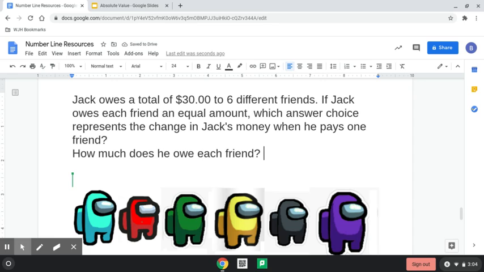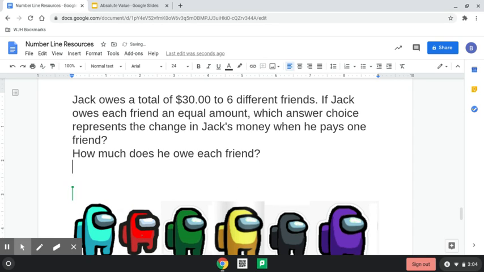Think about if you could write an equation to demonstrate that sentence. So if you think about 6 equal groups of something, what's that make you think of? It should make you think of division. So 30 divided by 6 is going to tell us how much he owes each of his friends. And that, if you know your times tables, is 5. So he owes $5 to each friend. And the units are important, so $5.